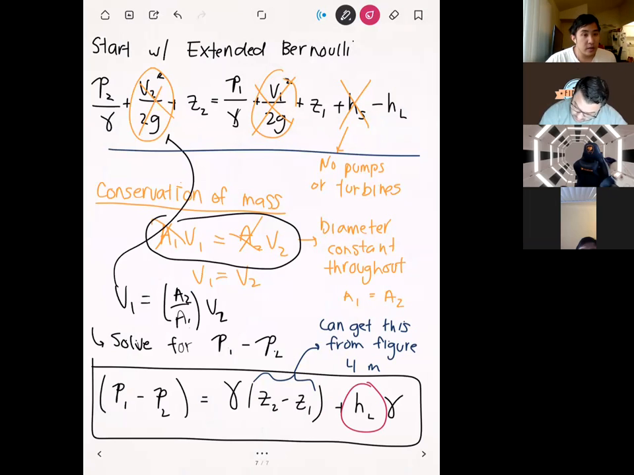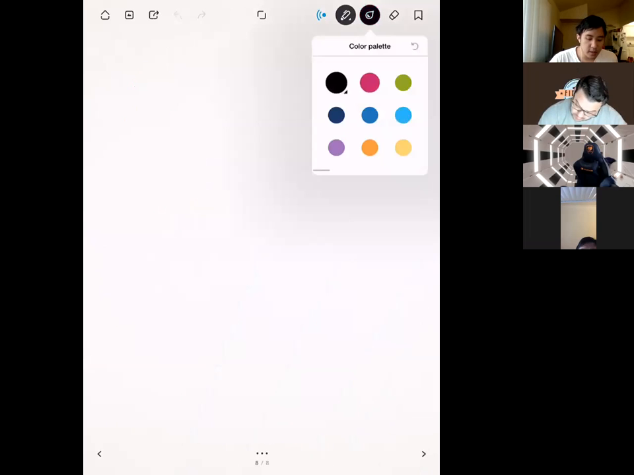All right, so we'll do that on the next page. Before we do that, are there any questions on this? Okay. All right, so let's compute the major losses.